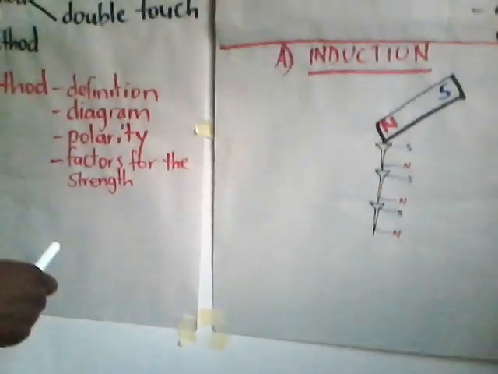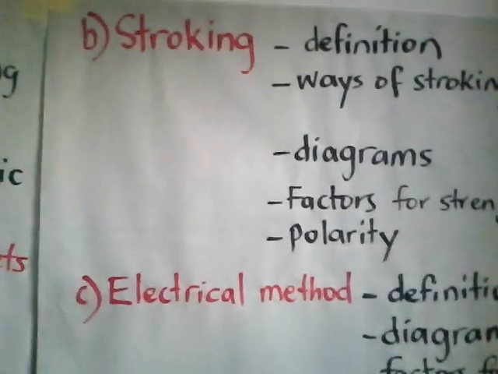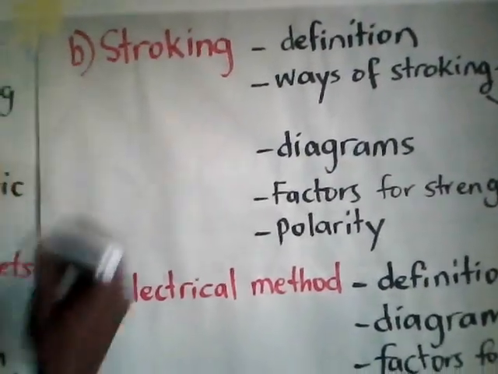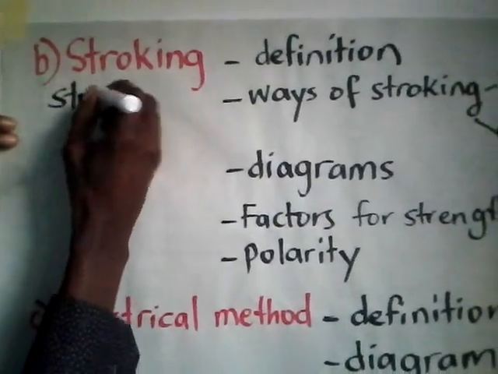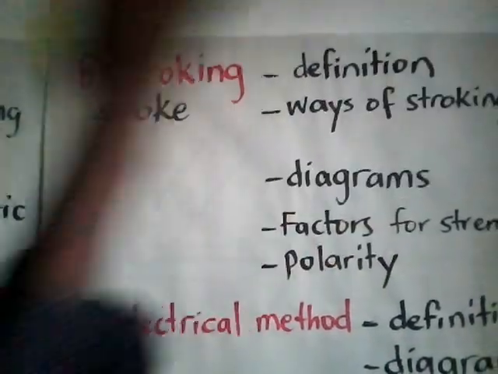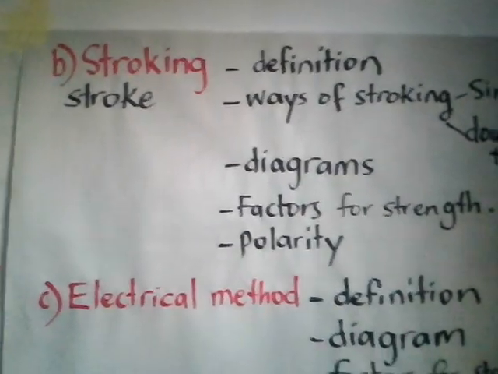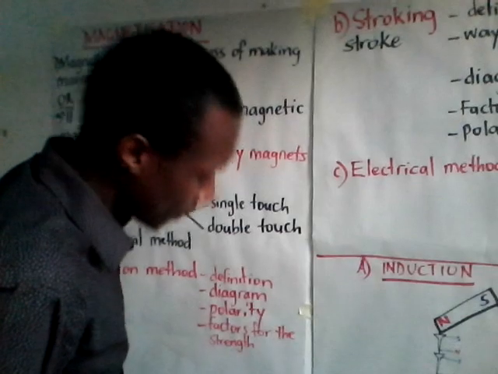Then moving to the second method, which is called stroking. Stroking, the infinitive of this verb is stroke. To stroke means to pass over. Passing something over the other is stroking. I hope many of you have ever stroked your cats at home.